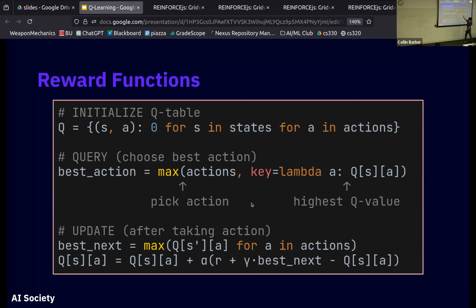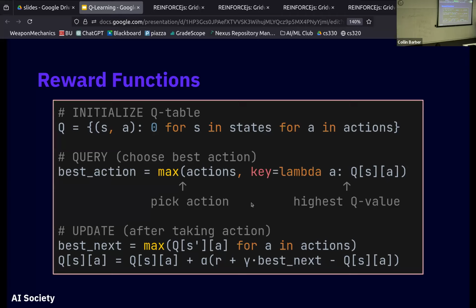You can imagine that you first initialize your table with just like a bunch of zeros. And whenever you want to pick an action, you're literally just picking the best action at your current state. Right? So you loop through every action that you currently have available to you, and then you pick the best one. So then you can update afterwards. And this is just a way of measuring like your change. And depending on how much time we have, we can talk about that change a little bit more.